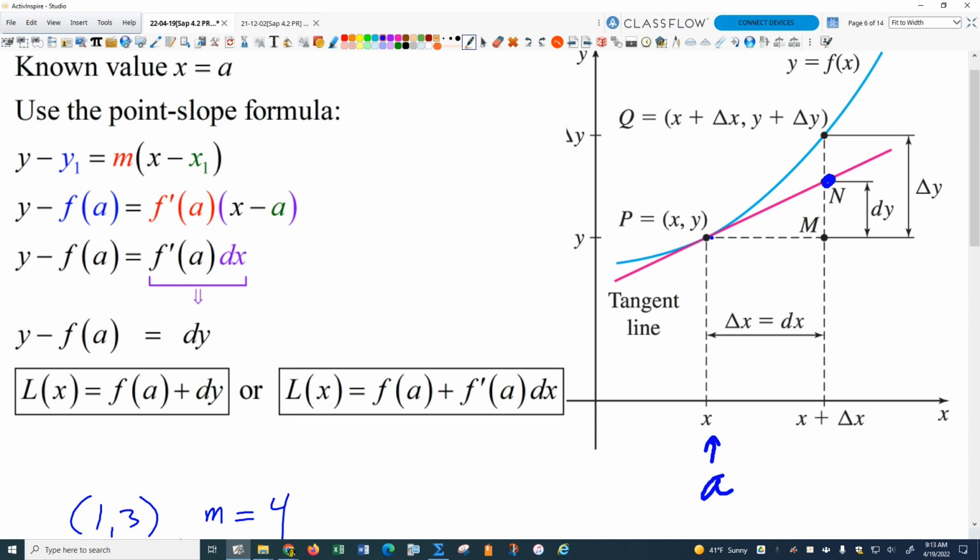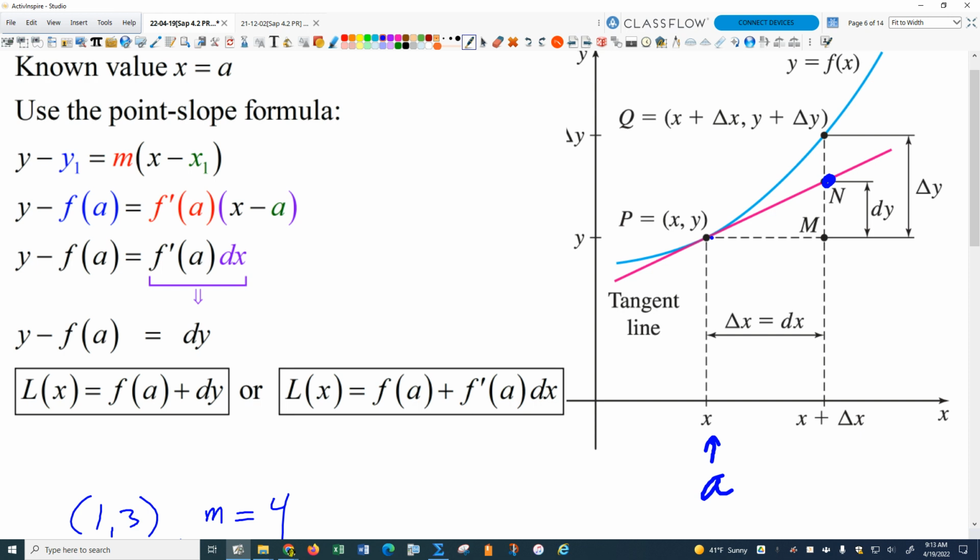Okay, and then this whole thing right here, that looks familiar. F prime of a times dx, well, that's just the value of the differential. That's it, right? That's just the differential that we're going to practice here in a second. But that's what we calculate using the differential form of our derivatives, okay?